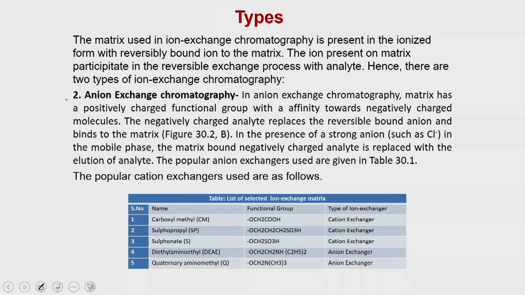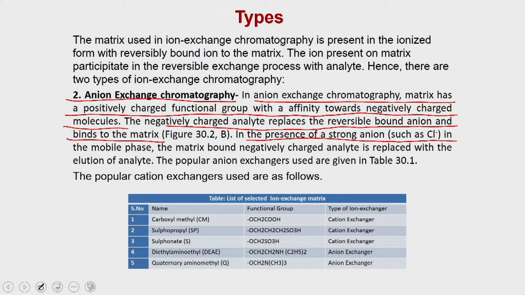Now, in anion exchange chromatography, the matrix has a positively charged functional group with an affinity towards negatively charged molecules. The negatively charged analyte replaces the reversibly bound anion and binds to the matrix. In the presence of a strong anion such as chloride in the mobile phase, the matrix-bound negatively charged analyte is replaced, resulting in elution of the analyte. The popular anion exchangers are DEAE Sepharose, the quaternary amine or the MonoQ. So, these are the examples of anion exchangers.